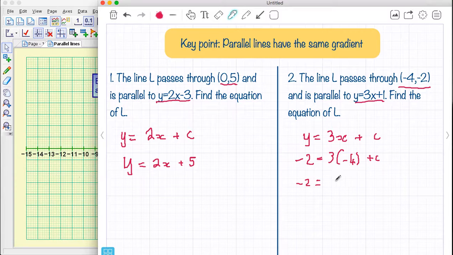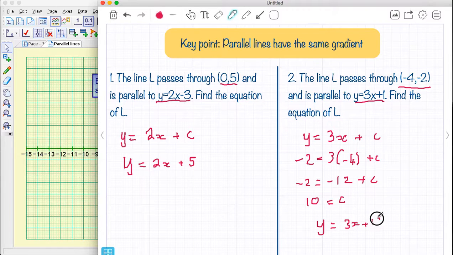This is 3 times minus 4, which is minus 12, plus c. I'm going to add 12 to both sides so that c is on its own. So this is minus 12 and I add 12 to give nothing. Add 12 to this side. Minus 2 add 12 is 10. So c is 10. So my equation is y equals 3x plus 10.